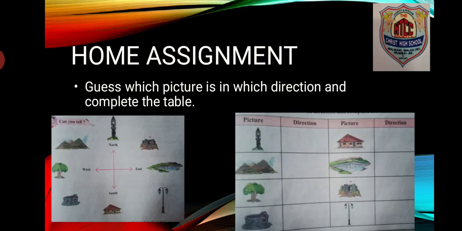Home assignment. Students, if you have your textbook, you can see your textbook and do this home assignment. If you don't have the textbook, you can see this picture. I have taken it from the textbook. You can see here the main directions, and the pictures are given, and you have to write the sub directions in which they lie. Here in this picture you can see only the main directions, north, south, west and east, but you have to write the sub directions in which they lie.